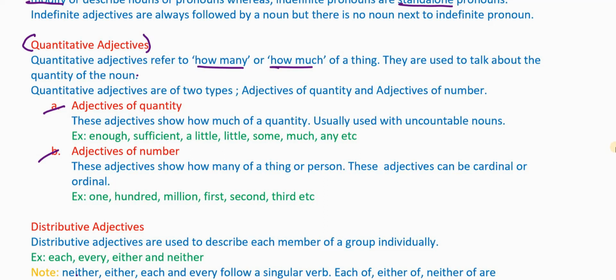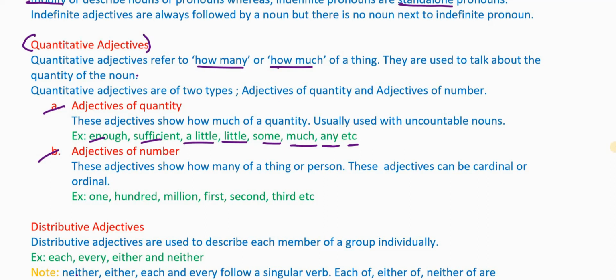Adjectives of quantity answer the question of how much of a noun. All these words here are adjectives of quantity: enough, sufficient, a little, little, some, much, any, etc. Because they refer to a certain quantity which is not countable, these adjectives of quantity are used with uncountable nouns.